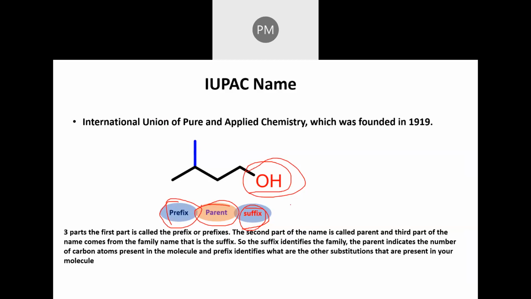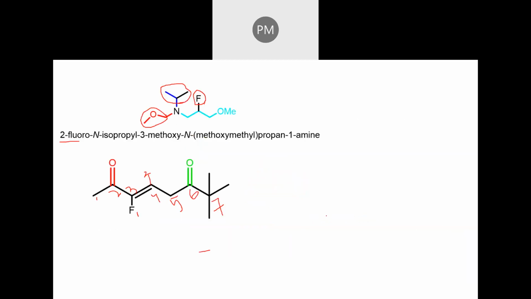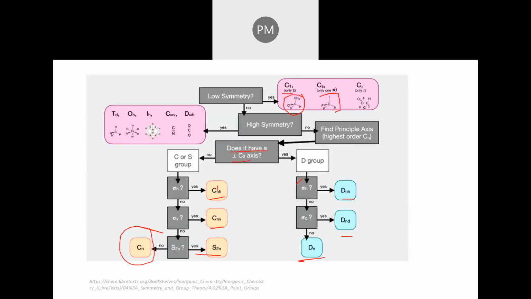So the suffix identifies the family. The name of this molecule: at the 3 position there will be a methyl group, so this will be 3-methyl. The total number of carbons is butane, so 3-methylbutane, and at the 1 position there will be OH. So 3-methylbutanol. From this we have to identify the chemical name of this molecule.